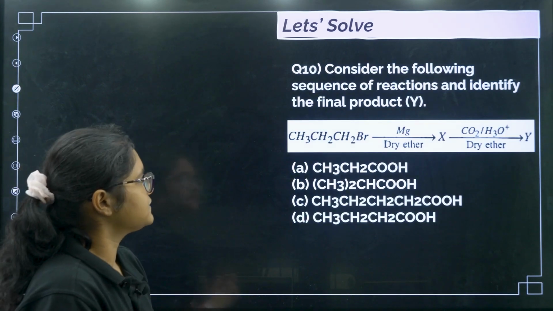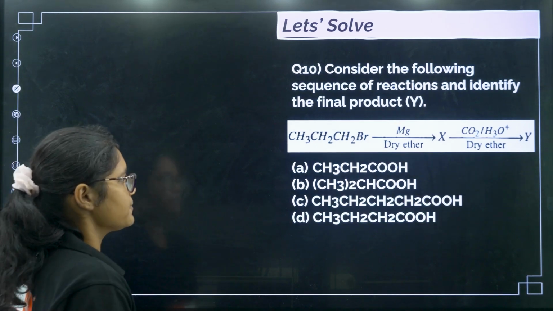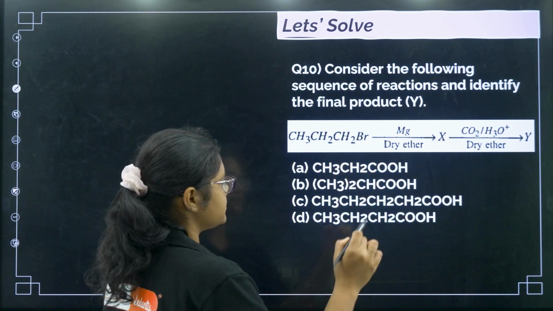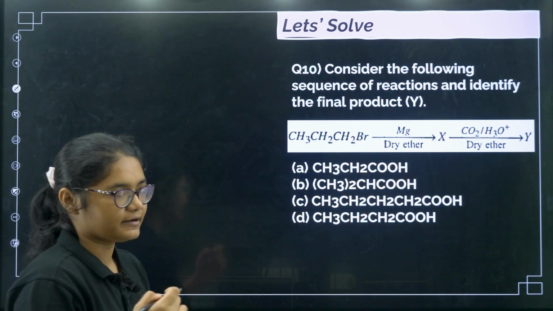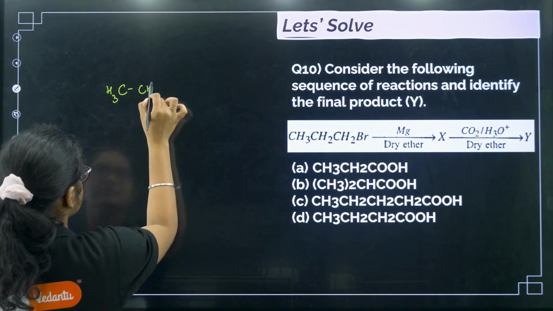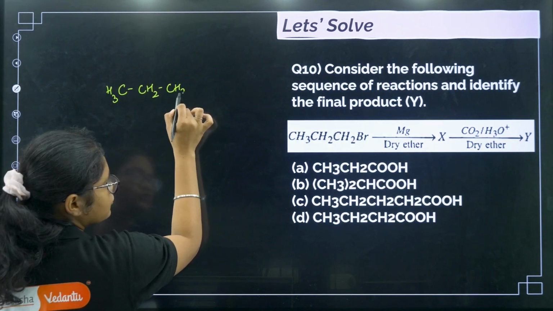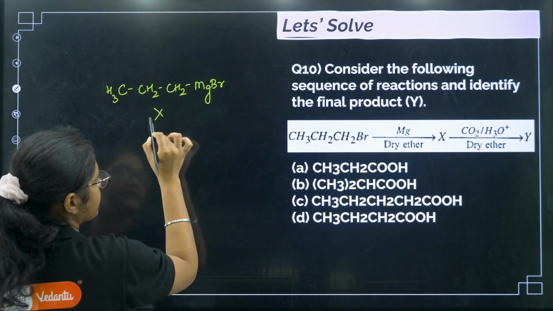Okay, next. Consider the following sequence of reactions and identify the final product. Okay, so first you see CH3CH2CH2Br with magnesium and dry ether. So this one will give you Grignard reagent, right? The first one will be Grignard reagent. So I'll get CH3CH2CH2MgBr, right? So this is your X.